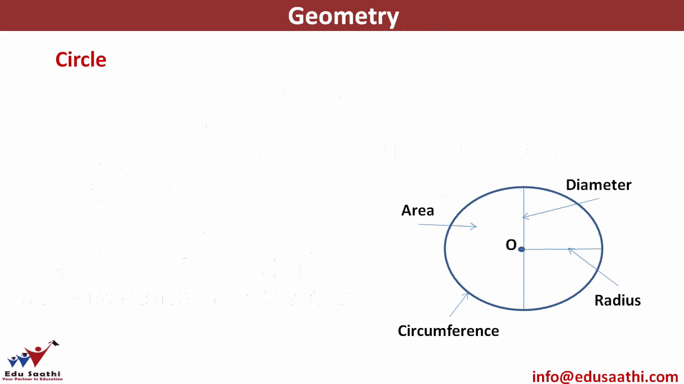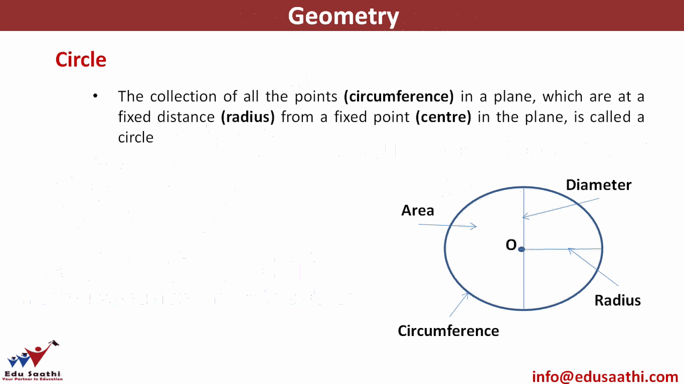Let's look at the definition of a circle. A collection of all the points in a plane which are at a fixed distance from a fixed point in a plane is called a circle. The circle is basically the collection of all the points, which is the circumference, and there are infinite number of points that I can have on the circumference which are at fixed distance. That fixed distance is radius. Every point on the circumference of the circle will be at an equal distance from the center of the circle, and that equal distance would be the radius of the circle.